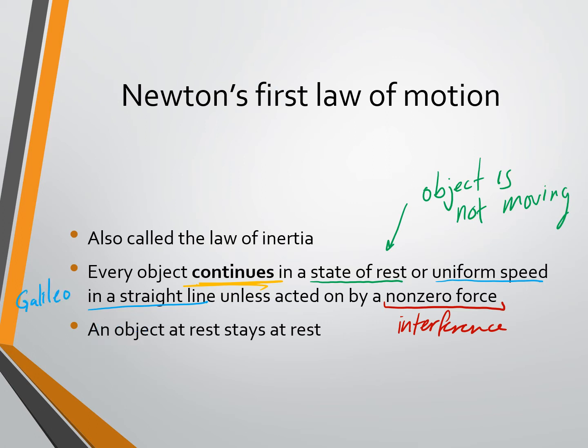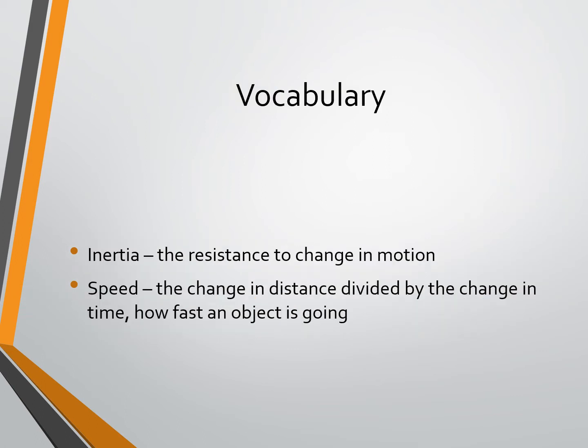So an object at rest stays at rest is a really common way we can see Newton's first law of motion written, but it is not a complete picture. So let's just quickly go over some vocabulary because it's a really key aspect of what we're talking about. Newton's first law of motion might also be called the law of inertia.